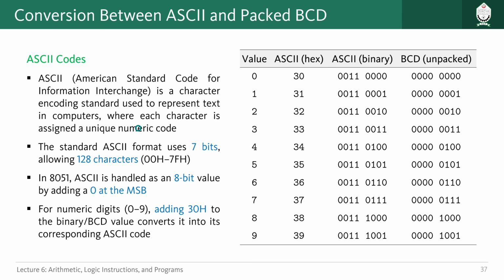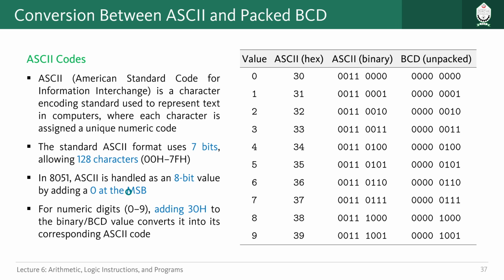ASCII is just a character encoding standard to represent text in computers. Generally, standard ASCII is of 7 bits. Each of the characters is represented using 7 bits, so in total we can represent 128 characters. In 8051, because our registers are of 8 bits, we just add a 0 at the MSB to make it 8 bits. So all the ASCII codes are actually represented using 8 bits in 8051.